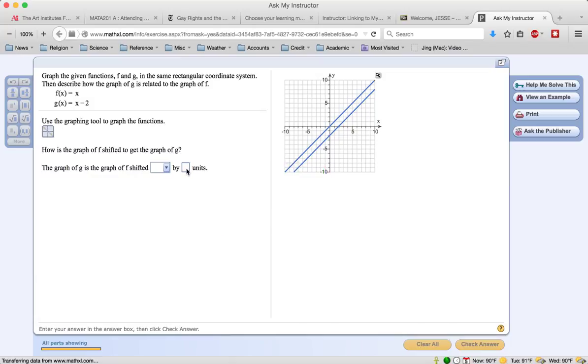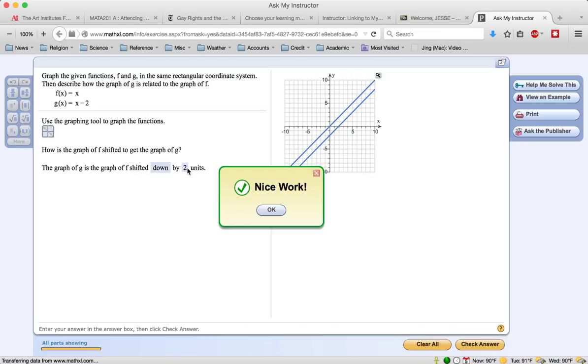And now it's going to ask you how is it different right here. G is the same thing as f, but it's been dropped by 2. It's come down by 2 units, and that's all they're looking for on this one, right?